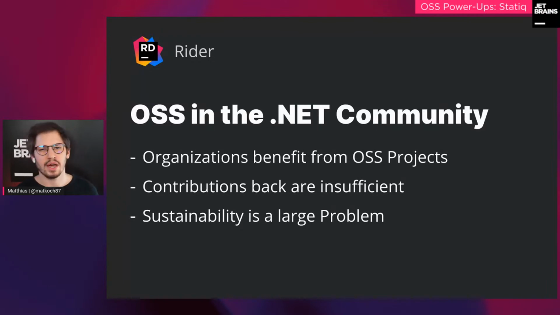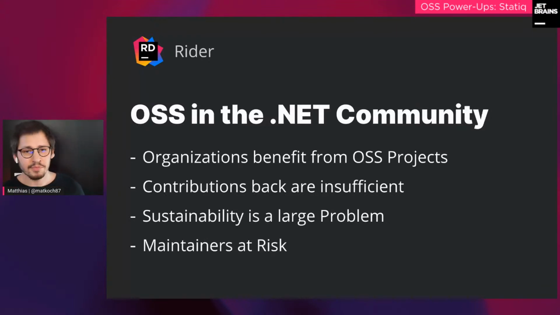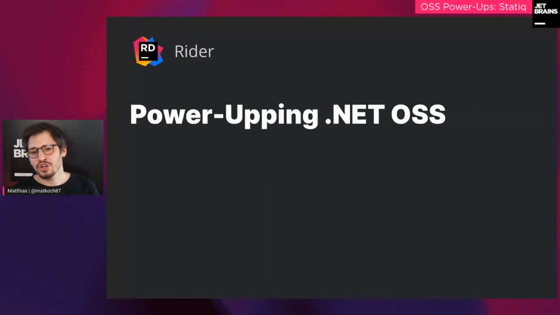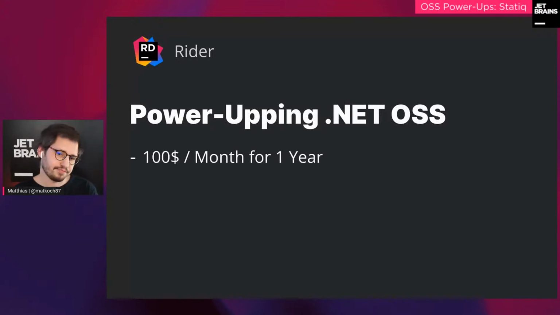From that, we can conclude that sustainability is a large problem in OSS projects, because the maintainers here are at risk. They face a lot of requests, updating to new .NET versions, answering issues, writing documentation. So there's quite a lot. Our team at JetBrains thought we could help and power up some of the .NET open source projects.